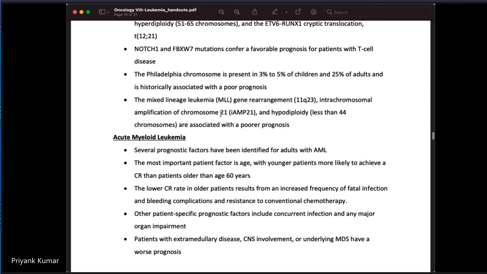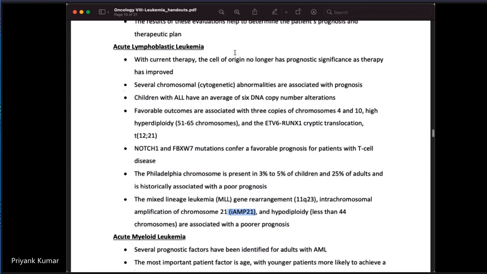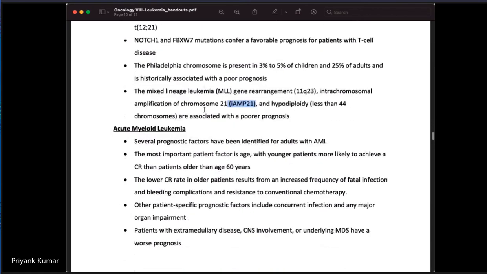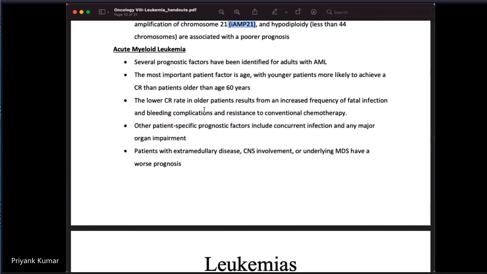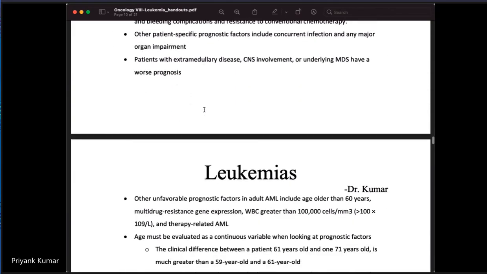If there is no description for a mutation, I will not test you on the description. As long as you remember that this type of mutation happens in a particular leukemia, you should be fine. Okay, acute myeloid leukemia.